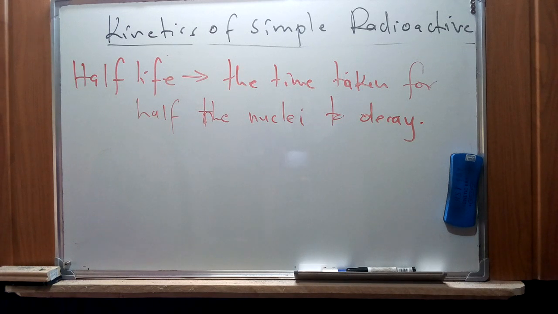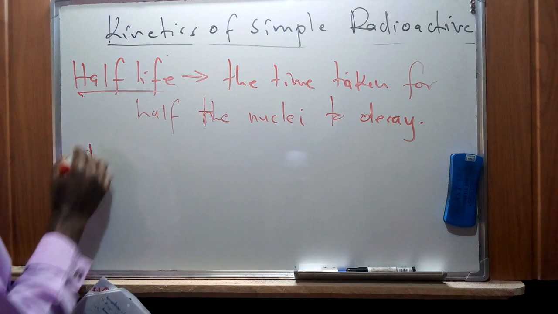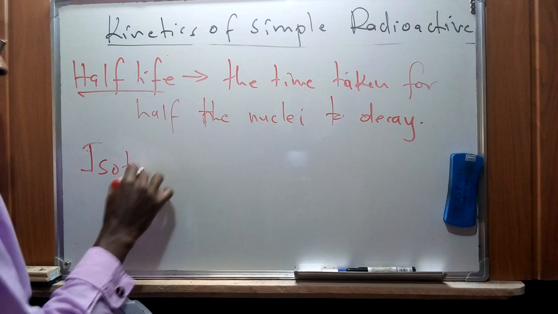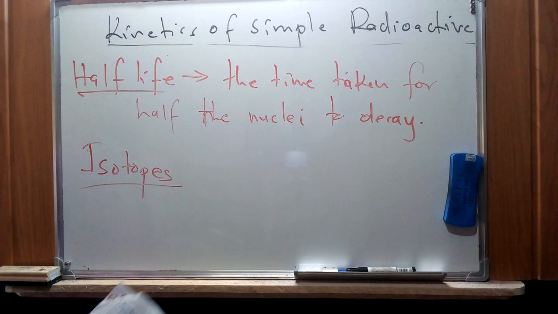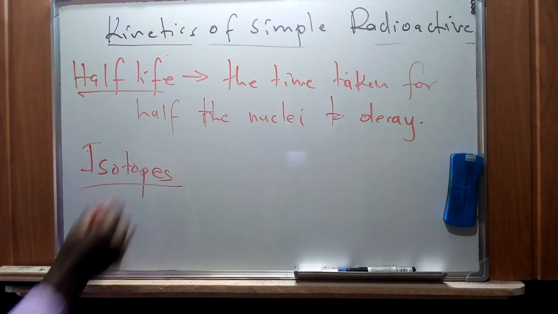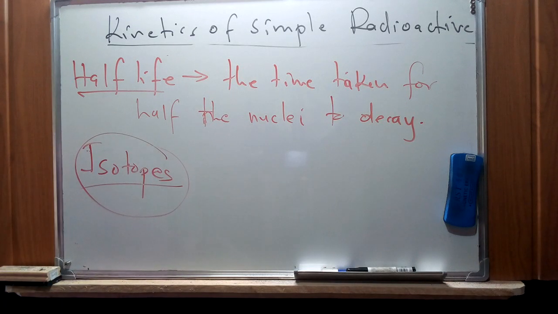Now, of course, this concept of half-life is characteristic of different radioactive isotopes. Each isotope has a characteristic half-life, and it is constant and does not depend on the number of nuclei that have decayed. Therefore, half-life can be determined independently in different ways, and as we have said, different radioactive isotopes have different half-lives.